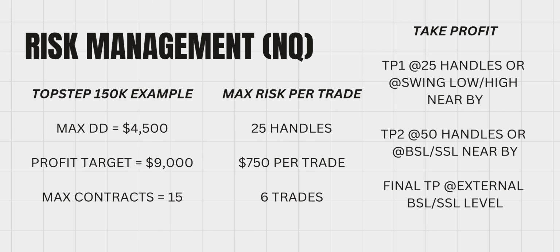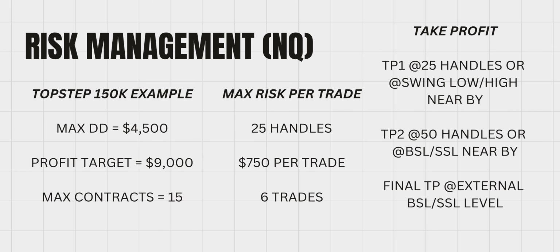Okay, so what do I mean by that? You always want to take something off, so partial profits. Let's say you're trading 15 micros, you want to take around 50% off your position once you're floating around 25 handles in profit. I do like this approach, but what I like better is setting my take profit at a swing low or swing high, meaning a buy side or sell side liquidity level that is in close proximity to 25 handles.